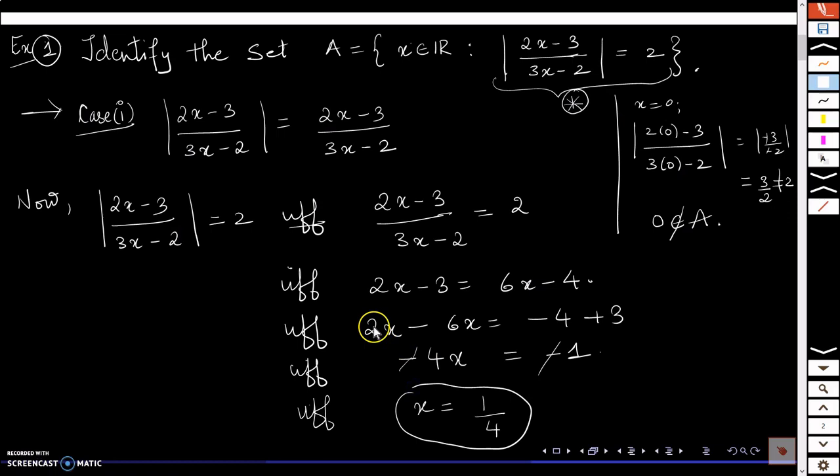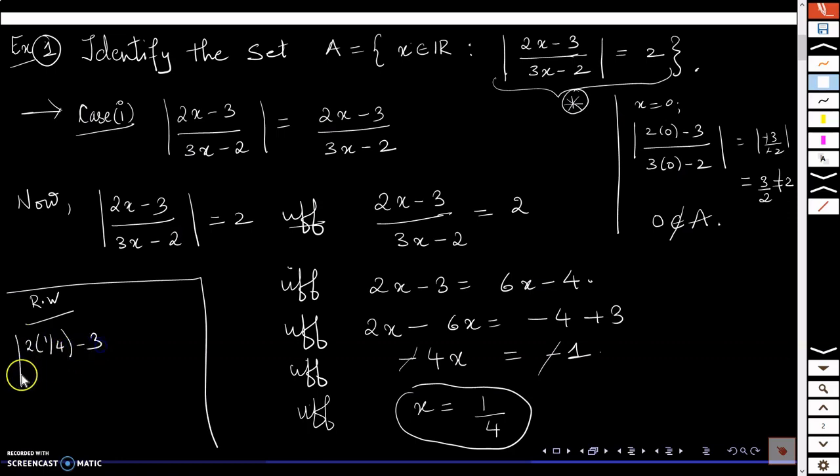So in case 1, this absolute value will be equal to 2 if and only if the x here is 1 by 4. Now in your rough work, you can try to put 1 by 4 here and see what we are getting. So (2 into 1 by 4 minus 3) upon (3 into 1 by 4 minus 2). Let's try to compute this.